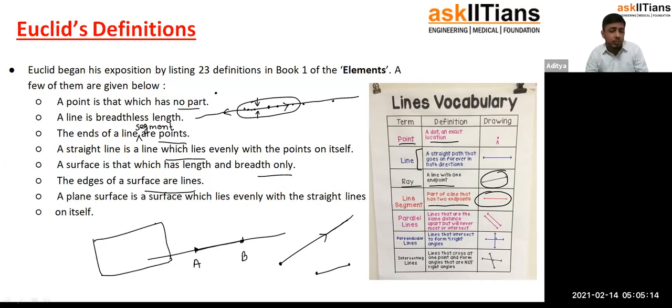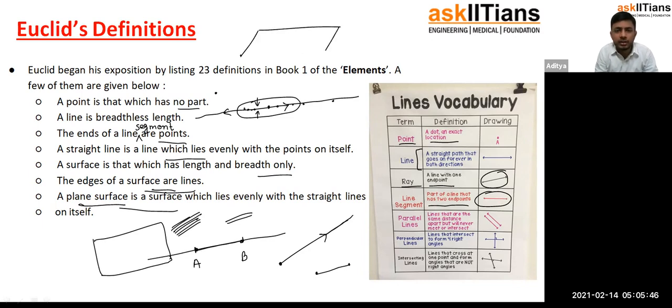Correct? A plane surface is a surface which lies evenly with the straight lines on itself, right? It means that all the lines are lying evenly one next to each other. It is not that two lines are like this, and then the third line is above. No, they are lying evenly on a surface, and that is what constitutes a plane surface, right? So a plane is basically represented something like this. This is how we can draw it, correct?